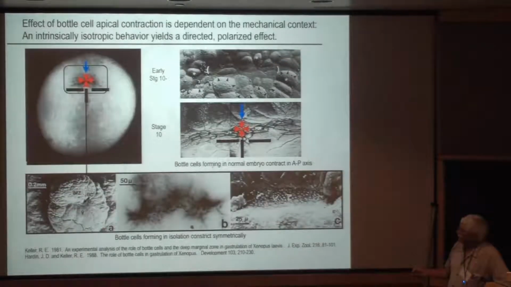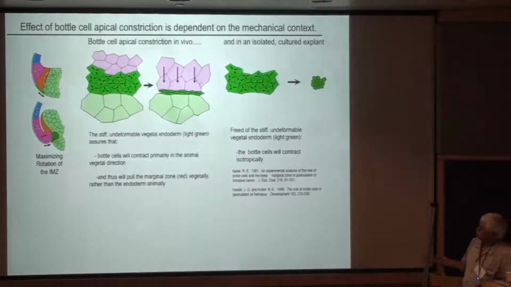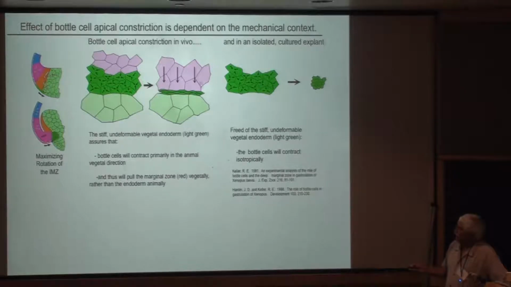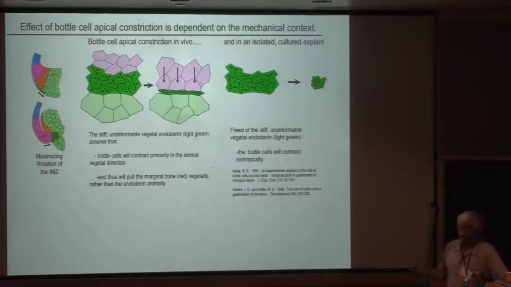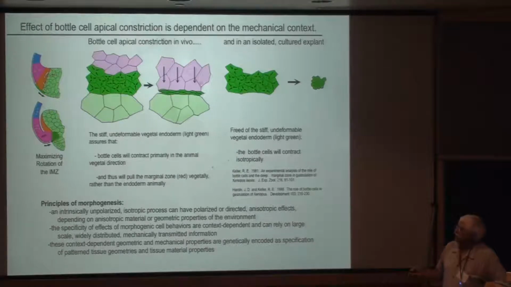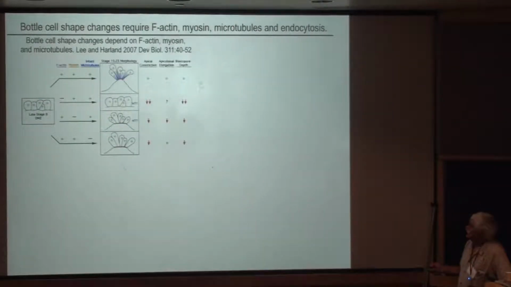And so if you isolate the bottle cell region here and let the cells form, they form as circles rather than as elongate apices. Here's a diagram of it. Here's what's happening. You get apical constriction and wedging, and you get the bending of the epithelium. This is what happens in vivo. You isolate it, it's symmetric. And what that does is it gives you a tremendous amount of movement of the marginal zone. And pretty much any morphogenic movement is like this. It's the mechanical context that counts. And so you'll get all sorts, we'll talk some more about this in a minute.